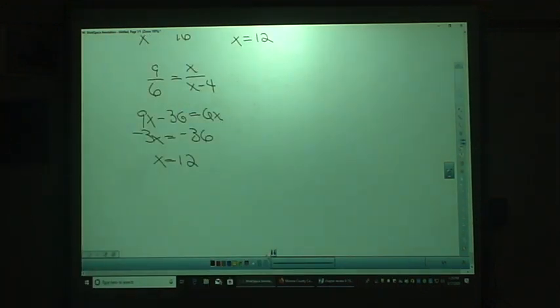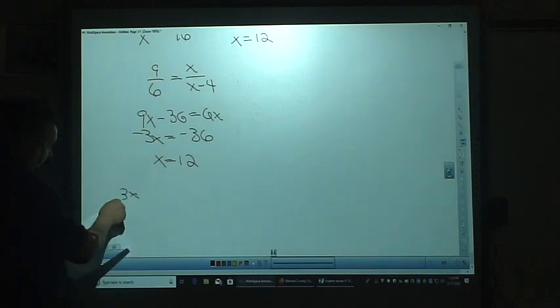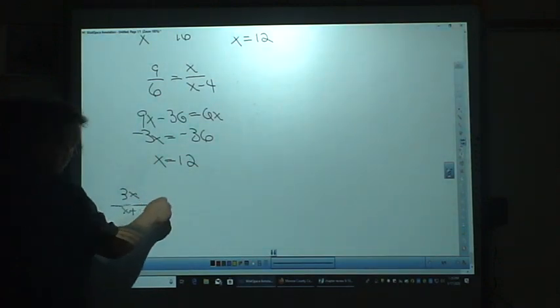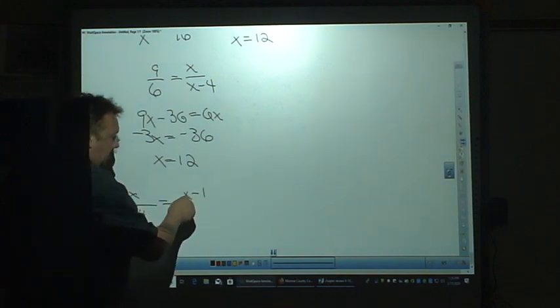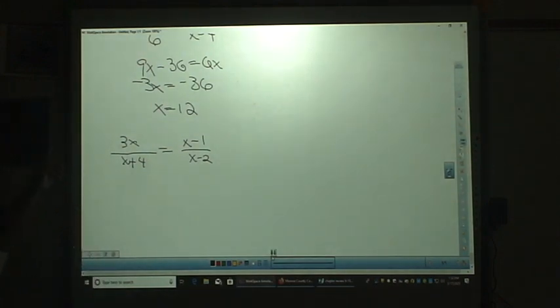On the next three, I'll show you how to set them up, but you are going to have to use quadratic formula, or you are going to have to factor. So for the next ones, you're going to have 3x over x plus 4 equals x minus 1 over x minus 2. Cross multiply and solve. Again, you're going to either have to factor or use quadratic formula. I will look at your answers for these when you submit it.